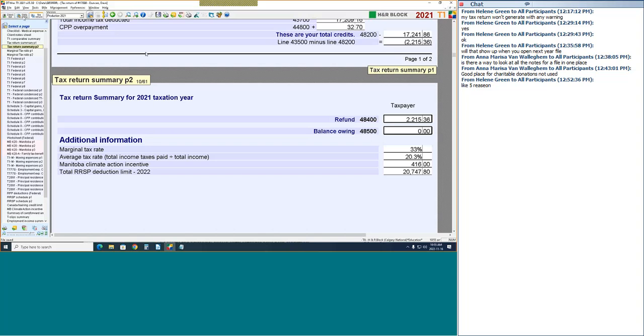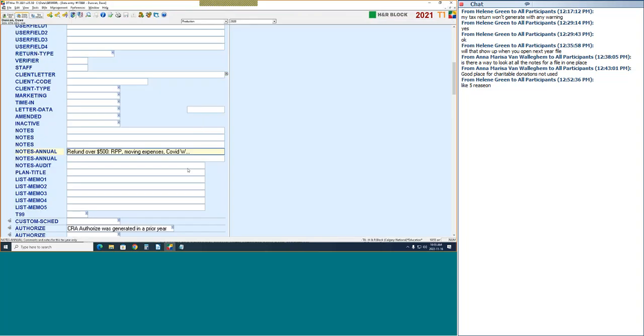One more reminder, we're going to do this in notes annual, not in a check mark or in notes, because we want to see it on the notes and diagnostics page. It needs to be there. When I have someone calling and saying, I didn't get the refund that was expected, and I want to know why they were thinking they were going to get that refund, I want to go to one place and have that answer really quickly.